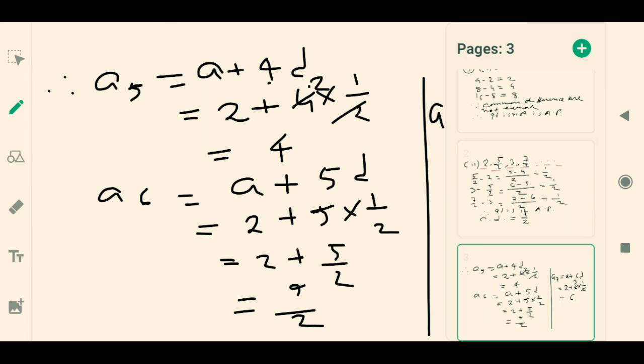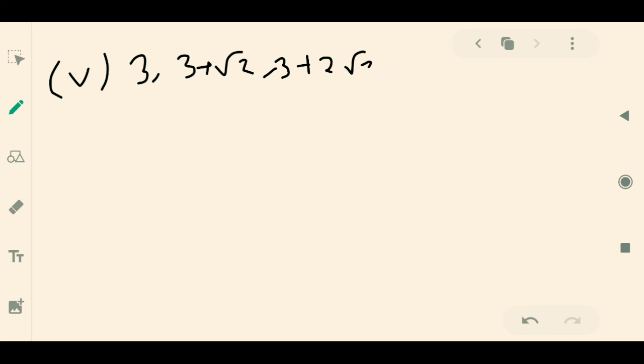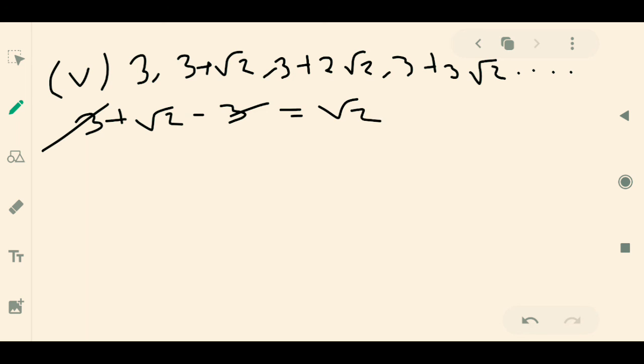One more I'll do from here. I'm going to do question number 5. Question number 5 is given: 3 plus root 2, then 3 plus 2 root 2, and 3 plus 3 root 2, and it is going on. So 3 plus root 2 minus 3, 3 cancels, you are getting root 2. Then 3 plus 2 root 2 minus 3 minus root 2, 3 cancels, 2 root 2 minus root 2.